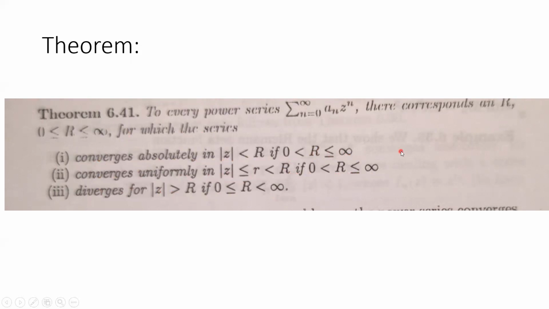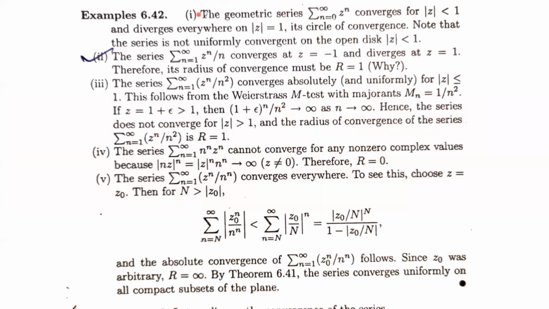So what it says is that for any power series there is a real number R, and this power series converges whenever modulus z is less than R and diverges whenever modulus z is greater than R. This R is called the radius of convergence, or in short, ROC. With this, I will be describing two or three examples, and the rest are left for your consideration.